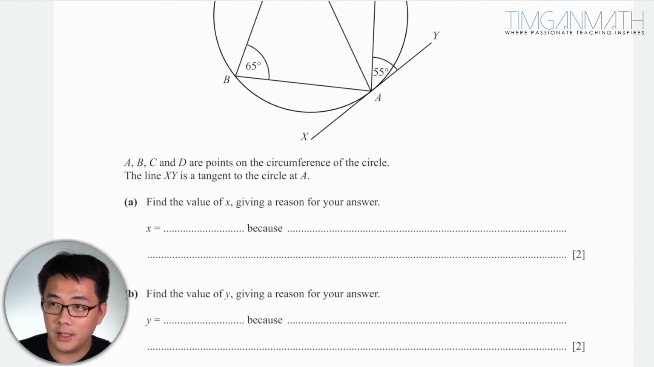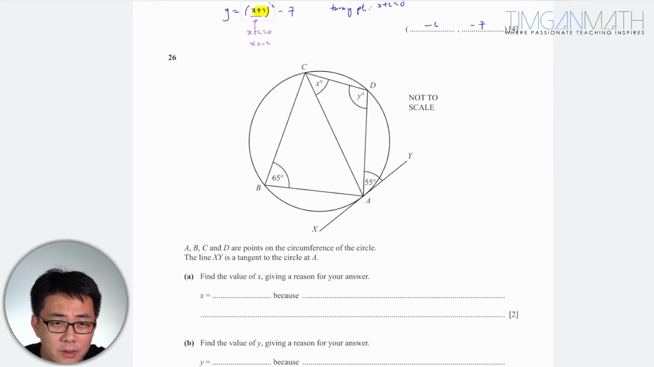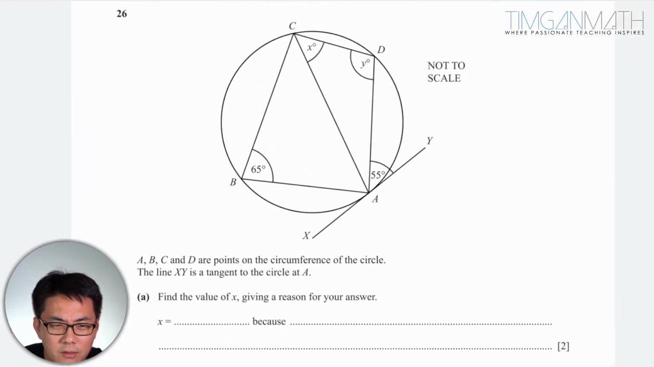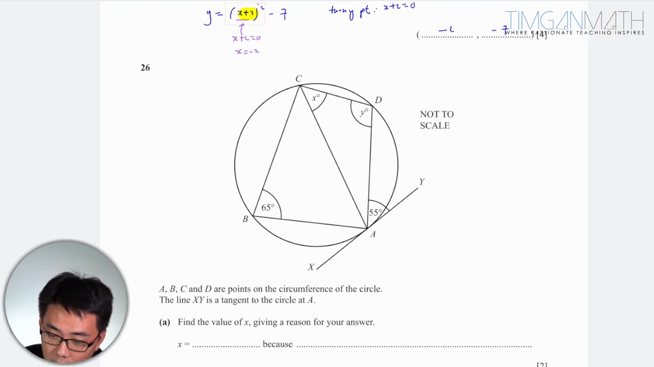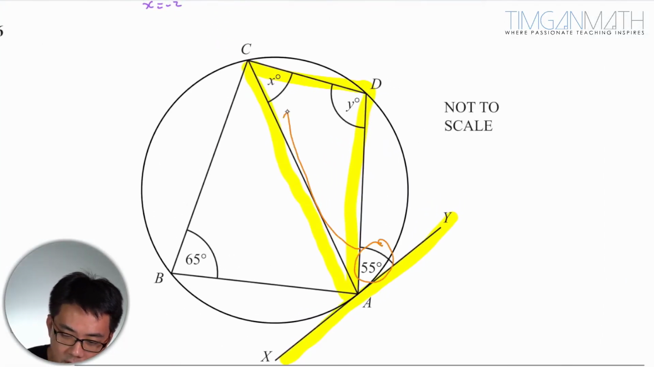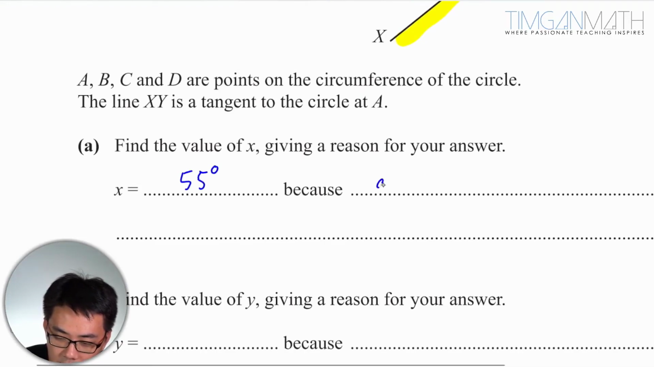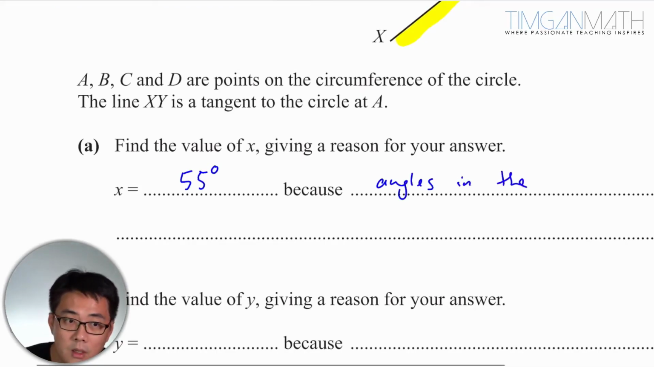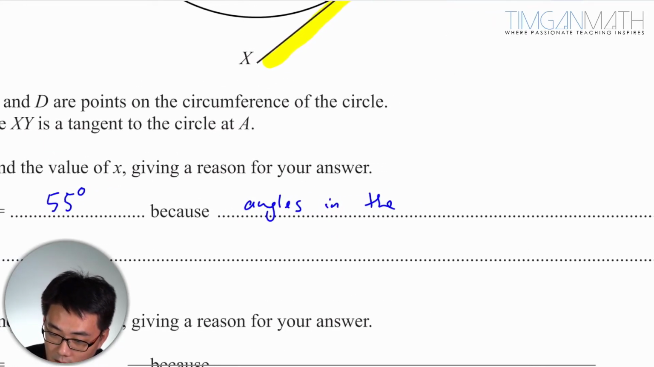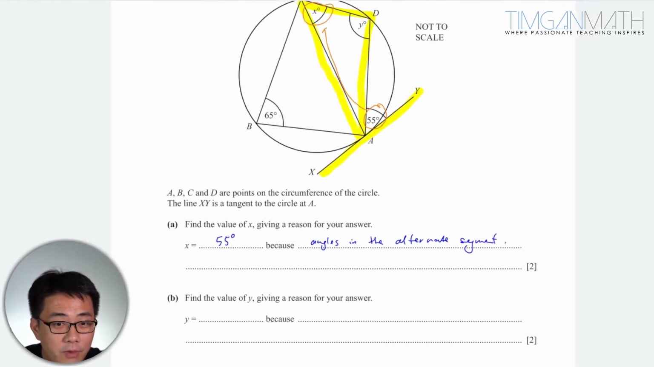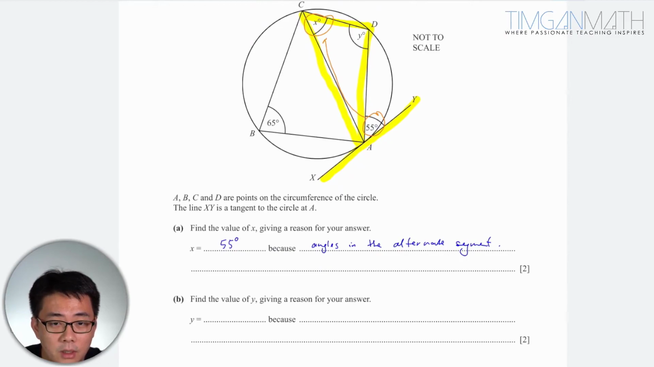Question 26. A, B, C, D are points on the circumference of the circle. The line XY is tangent to the circle at A, okay? Find the value of x, giving a reason for your answer. Okay, so this is tangent, and you see that this triangle here actually touches the tangent here. So in other words, if you look at this, this is 55, this would also be 55. This is angle in the alternate segment, right? So x would just be 55 degrees, and this is angles in the alternate segment. Just know that. And after which, find the value of y, giving your reason for your answer.